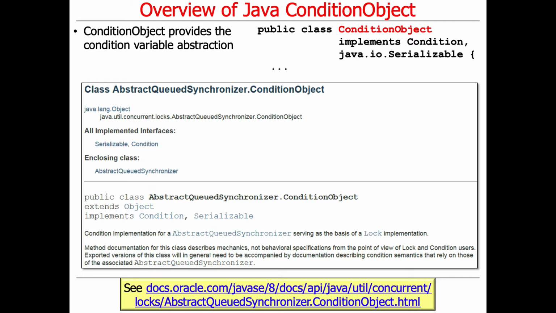So condition variables are the abstraction. They've been around for many, many decades. Java has a condition object that implements that abstraction. And interestingly enough, this particular class is actually nested inside of the abstract queued synchronizer class. So it's kind of hard to get to on its own, but as you'll see, you rarely ever need to define one directly. Instead, you're going to use a factory method defined on reentrant lock to get you a condition object.